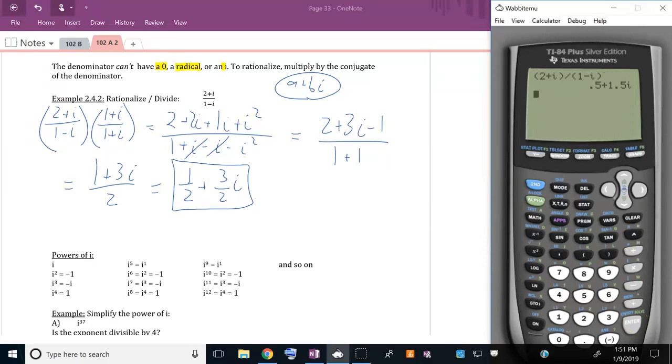Now as a default, I get decimals, but to change that into fractions, I hit the math menu. And again, that first option, arrow frac, is the one I want. And there is my answer as a single complex number with reduced fractions.